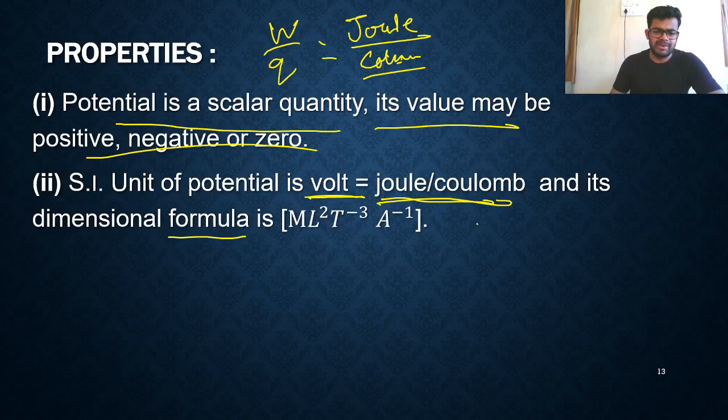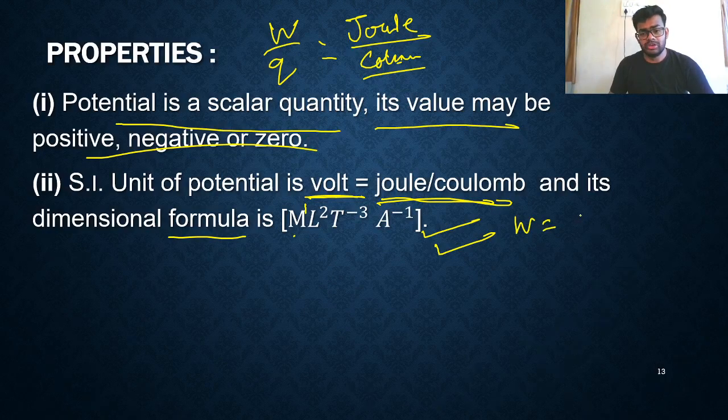So its dimension can be given by M^1 L^2 T^-3 A^-1. This thing you need to remember. Don't worry, I'll teach you units and dimensions so you will understand these things. How did I get it? Listen. Work is force into displacement, so M^1 L^2 T^-2. This is the work done.